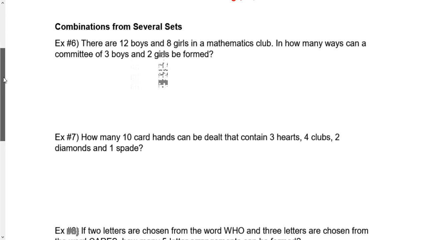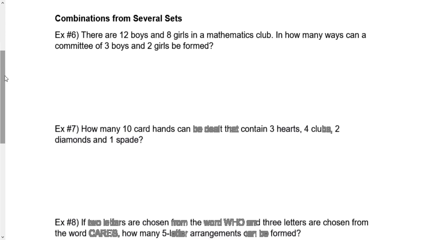Okay. So we go on to further and more complex things. So for example, having several sets. If there's 12 boys and 8 girls in a math club, how many ways can a committee of 3 boys and 2 girls be formed? The reason I chose these numbers is because it's nice and proportional. 3 times 4 is 12, 2 times 4 is 8, so it's proportional. This ties directly back to the fundamental counting principle. How many options do you have for one thing multiplied by how many options do you have for the other?